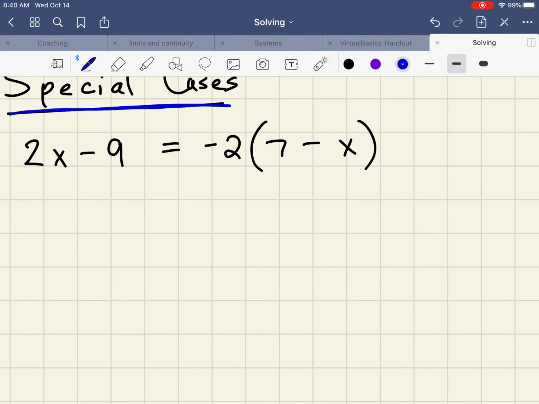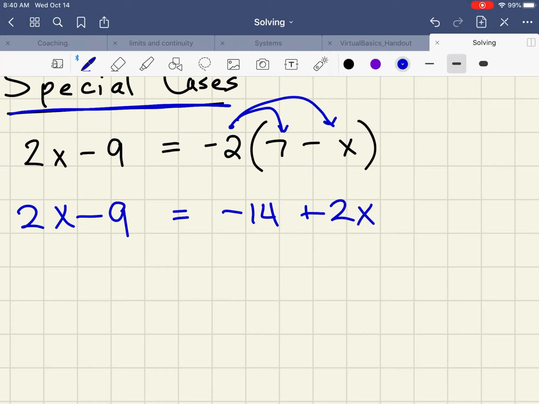this side is pretty much simplified, and I would just copy it down. And then I would look at the other side and I would say, let's distribute the -2 into the parentheses and say that's -14 plus 2x.